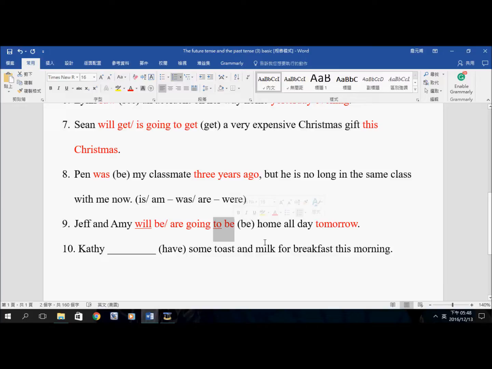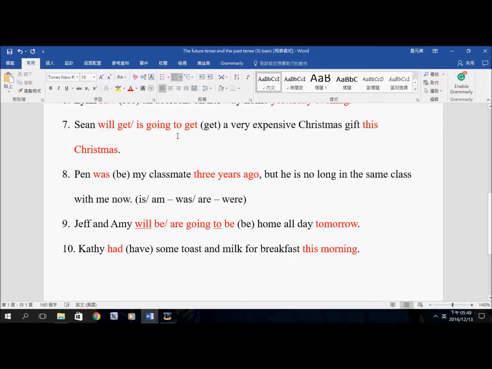So number 10, the very last question. The time marker is at the end, this morning. Now usually when I talk to someone about what happened this morning, I'm talking about the past. So this is actually a sentence in the past tense. So the past tense of the word have is had. It's an irregular verb. So Kathy had some toast and milk for breakfast this morning.